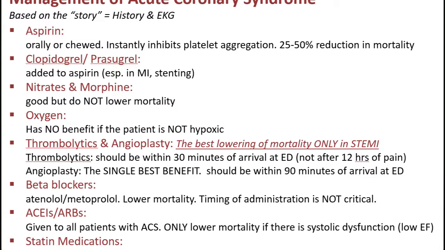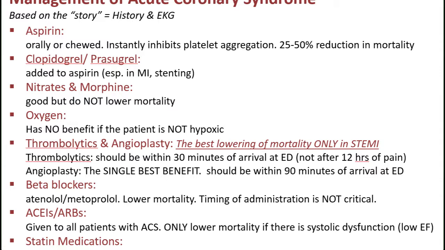What's the best mortality reducing agent? Thrombolytics and angioplasty. Thrombolytics should be given within 30 minutes of arrival to the emergency department, and within 12 hours after the development of pain. If the patient developed pain more than 12 hours ago, thrombolytics will do nothing, because this blood clot is going to be too hard for thrombolytics to dissolve.